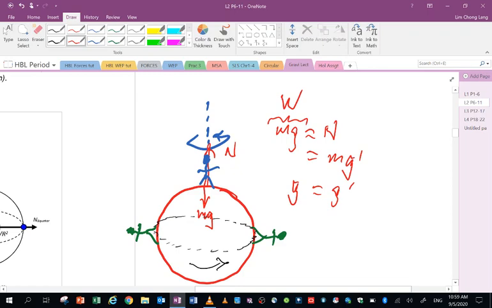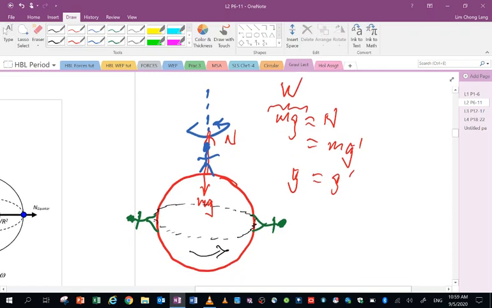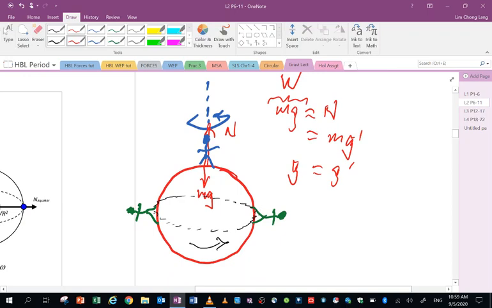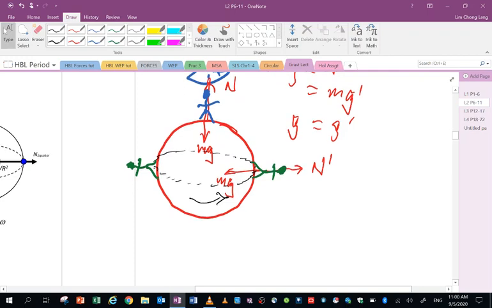The person at the equator, look at the green man, also experiences two forces. This is the true weight, mg, and then the apparent weight, which I call N prime. So what's the difference between the first case and this second case? For this second case, because the person is going in a circle, there must be a net force towards the center of the circle. This net force is equal to mass times centripetal acceleration.